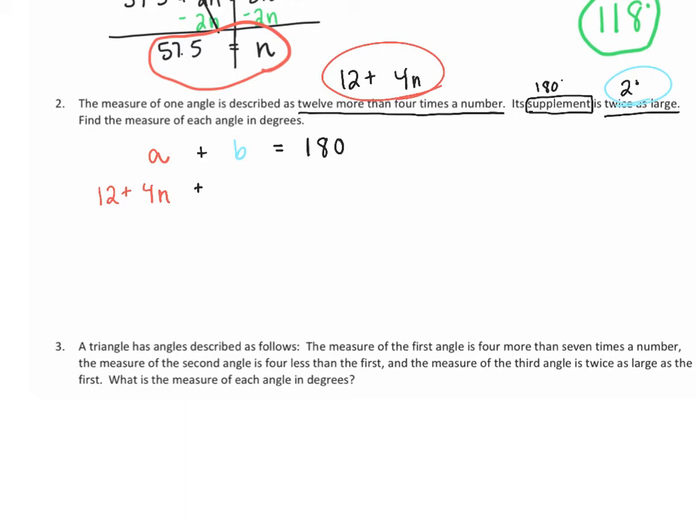So angle B is just going to be 2 times 12 more than 4 times the number. Okay? Because it's just twice as large as that first one. So I just multiplied the whole thing from that first one by 2. Now that I'm here, I can go ahead and solve. I am first going to distribute right here, just because that always makes things easier for me. 2 times 12 is 24. Keep my plus sign. 2 times 4n is 8n. Everything else stays the same in the whole problem.